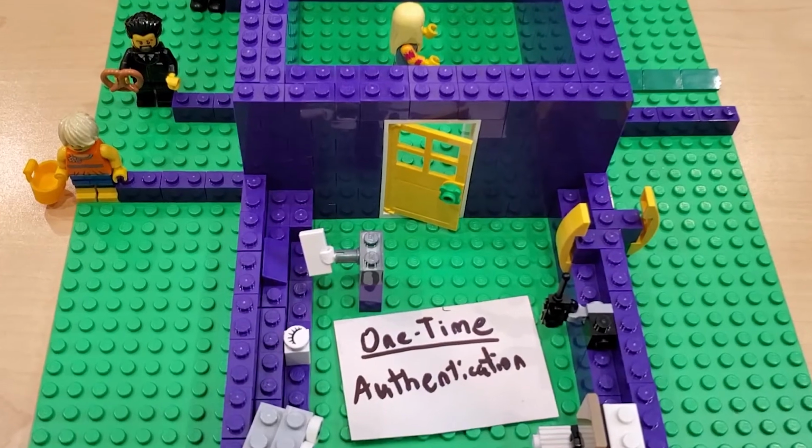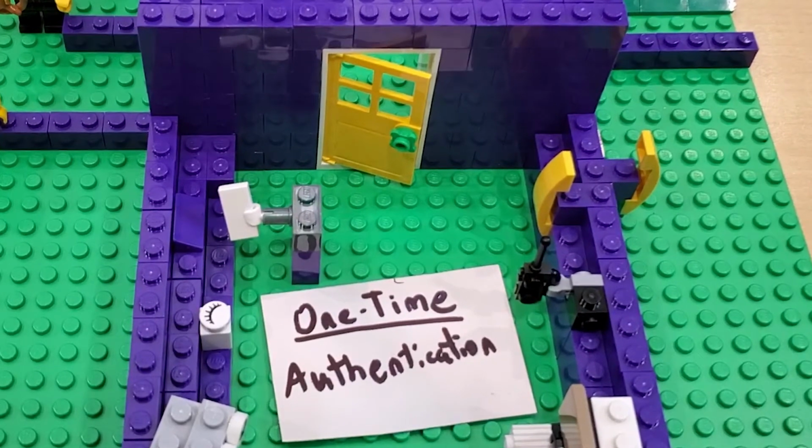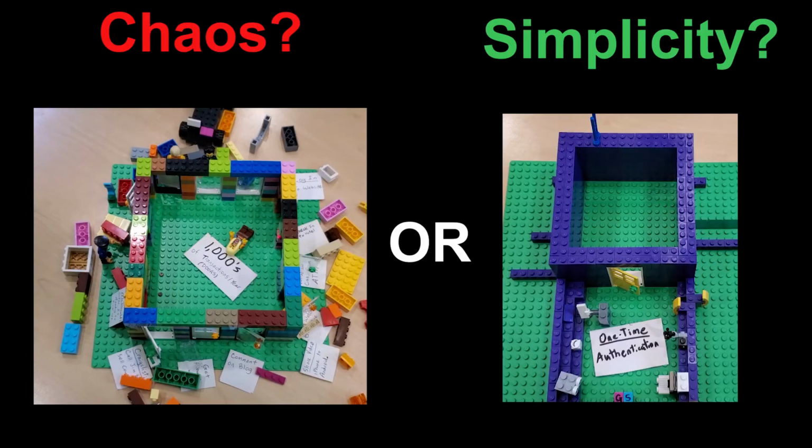So that's why I call it the doorstop method, because when you convert to Grape ID, you use one door that's really, really protected, and that stops you having to use thousands of different doors. So which do you prefer, chaos or simplicity? I hope that helps you understand.